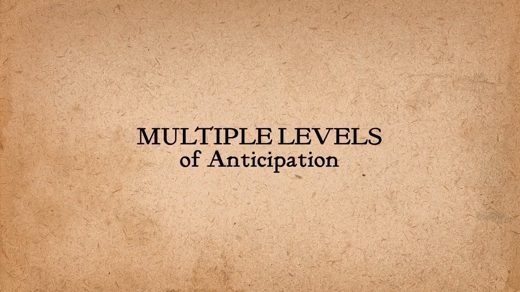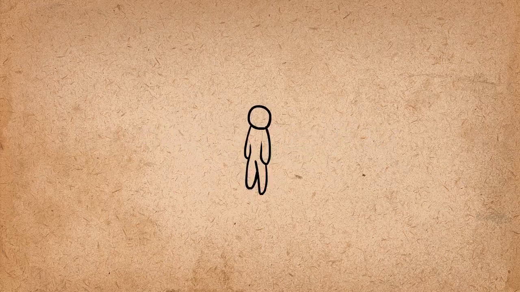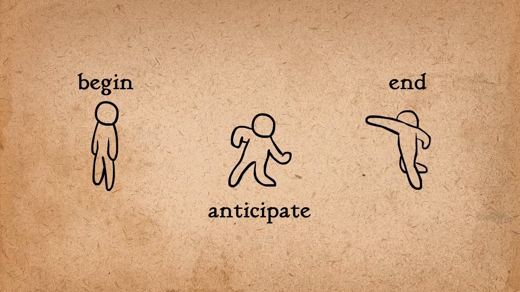Taking anticipation a step further, you can actually have multiple levels of anticipation. Let's go back to our punch animation, where the character winds up before punching. This animation has one level of anticipation.